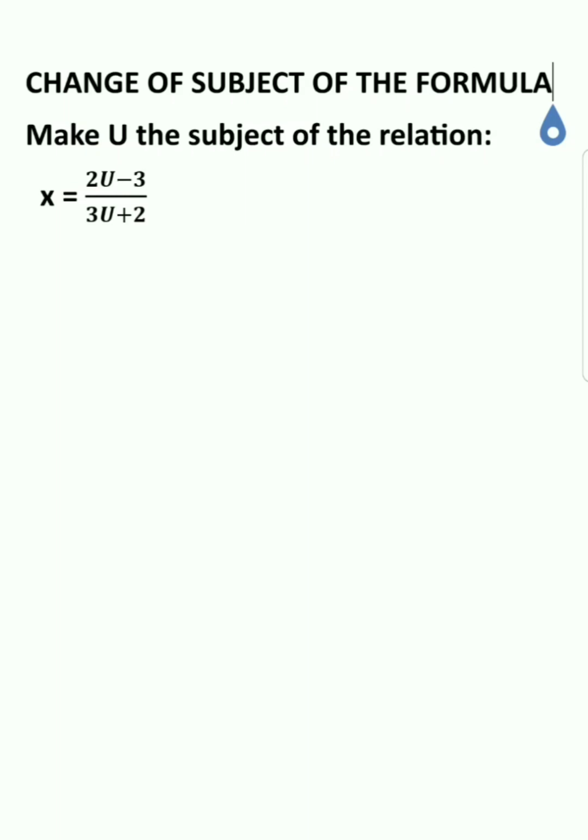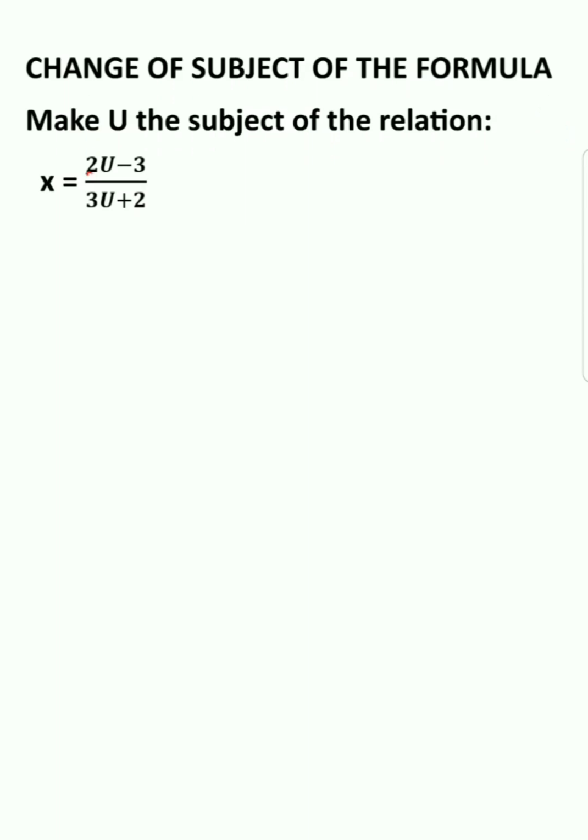Today I'm going to teach you how to make a variable the subject of the formula. And so let's start with this question. Make u the subject of the relation x equals to 2u minus 3 divided by 3u plus 2.